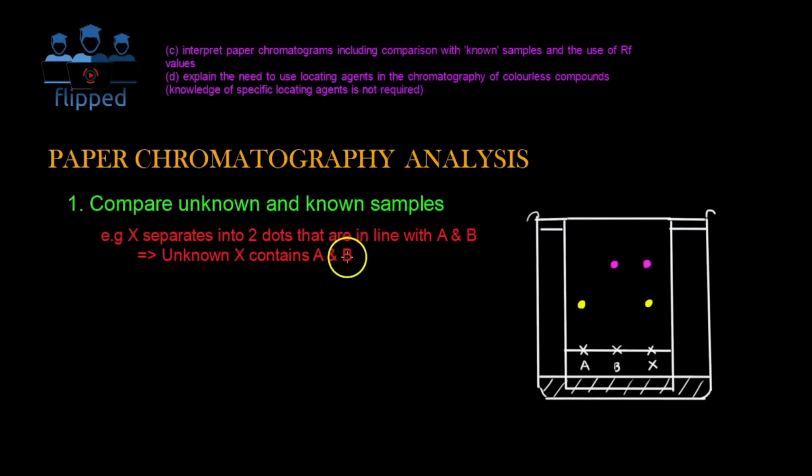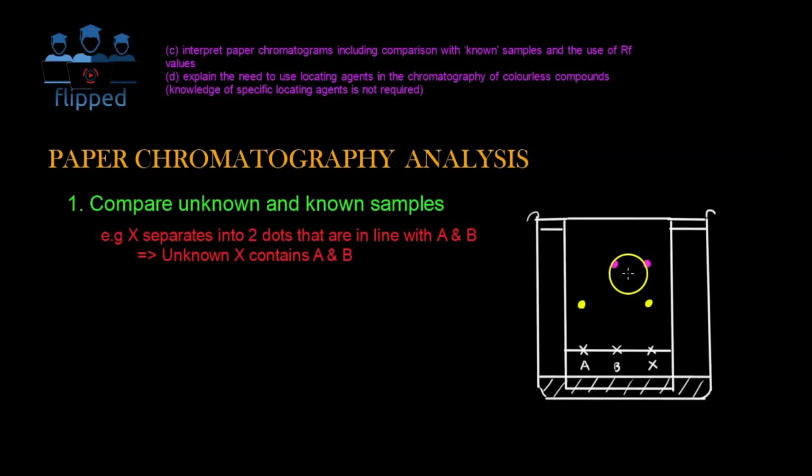So for example, if I have an unknown sample X here, and I run the paper chromatography along with known sample A and B, A and B separate into their individual components, right? So A gives rise to this yellow dot, B will run to this position here with this pink dot. And at the same time, X breaks up into two portions, one in yellow, one in pink. And you can see that they are in line with A and B individually.